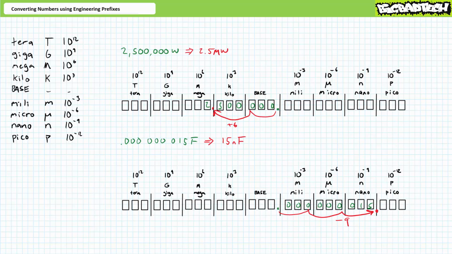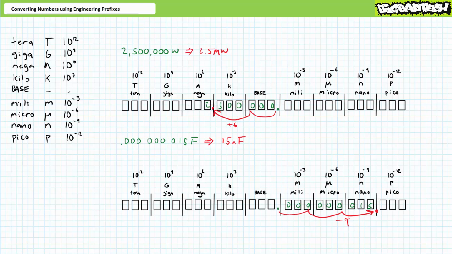Think of each engineering prefix as occupying a vertical column 3 spaces wide. Consider the quantity 2,500,000 watts. Expressed in the base unit of watts, 2,500,000 watts has a decimal place here. Take the decimal place intended for the base unit and move it 6 places to the left, or positive 6 places. Tell everyone you moved the decimal point 6 places left by using a mega prefix: 2.5 megawatts.